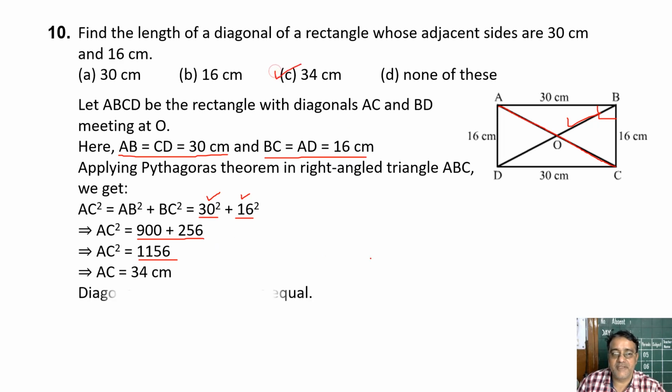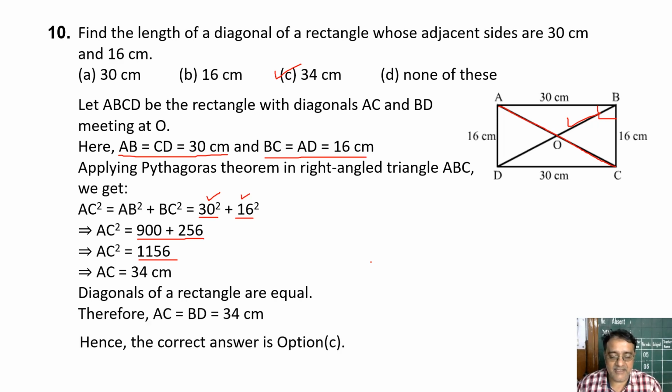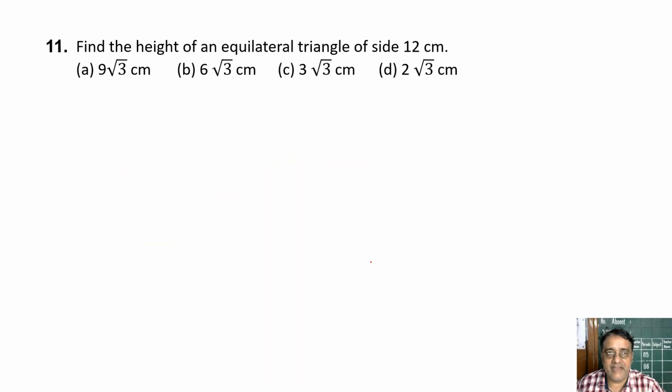Option C, right? Diagonals of a rectangle are equal, so the length of both diagonals will be the same, that is 34 centimeter. So option C is the correct answer. Now we are moving toward question number 11.